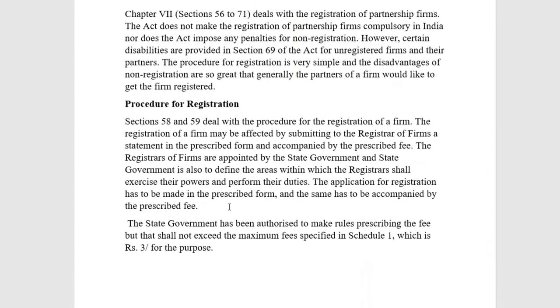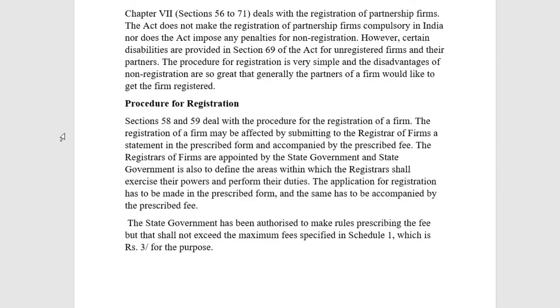Here, let us see what procedure has to be followed, whether it is a cumbersome procedure or whether it is simple in its nature. Here, sections 58 and 59 deal with the procedure for the registration of a firm. The registration of a firm may be effected by submitting to the Register of Firms a statement in the prescribed form, accompanied by the prescribed fee. So, what is the procedure is that for getting the firm registered, a statement has to be filed in the prescribed format. There will be some prescribed format maintained by the office of the Register of Firms, and the statement has to be signed by the partners.